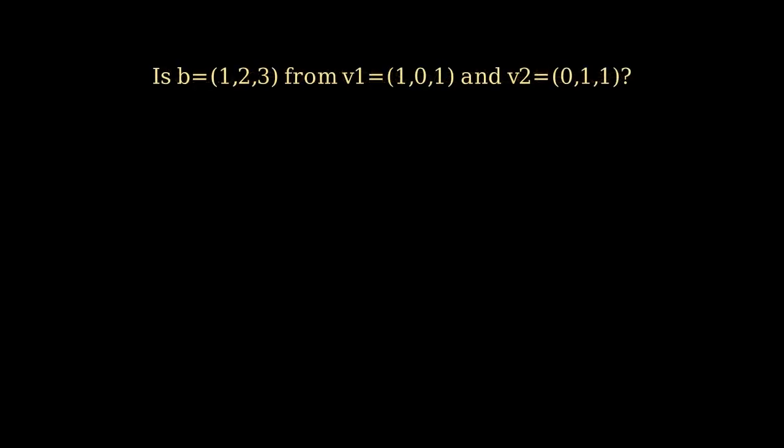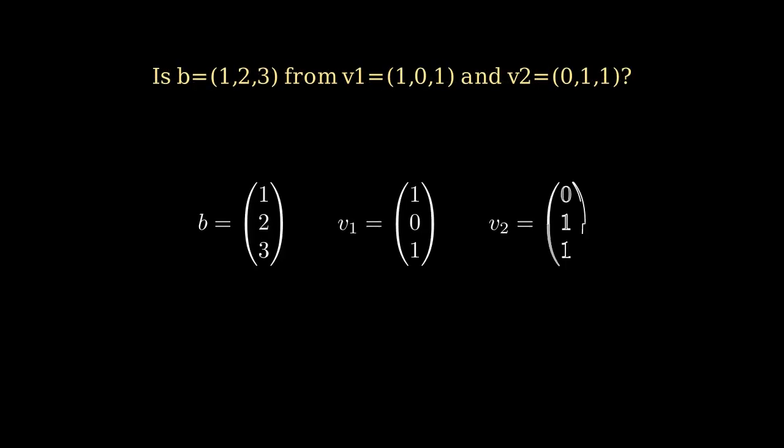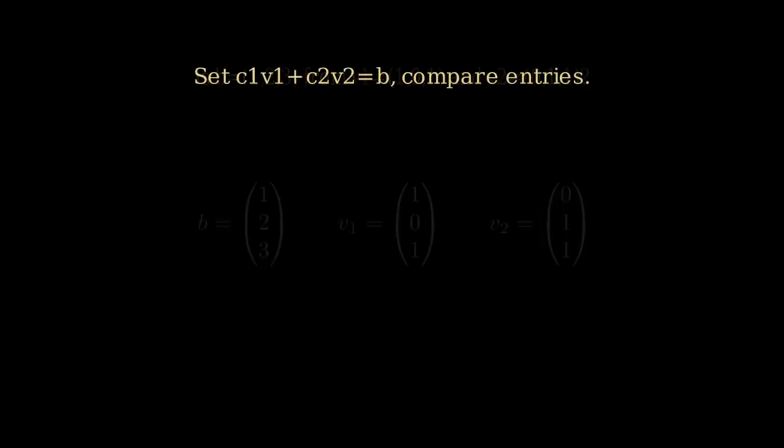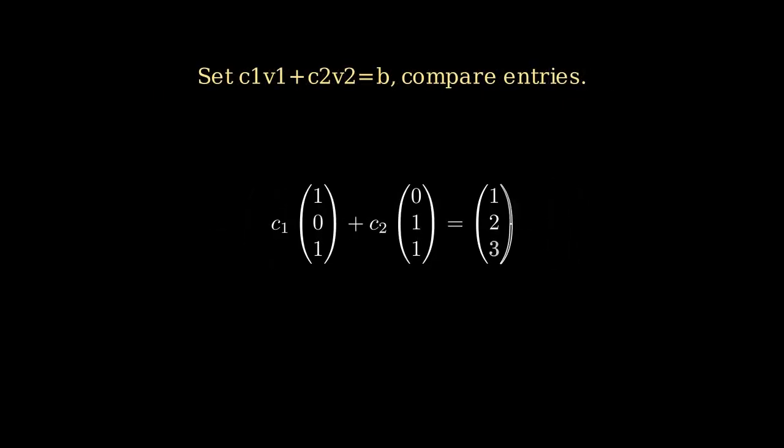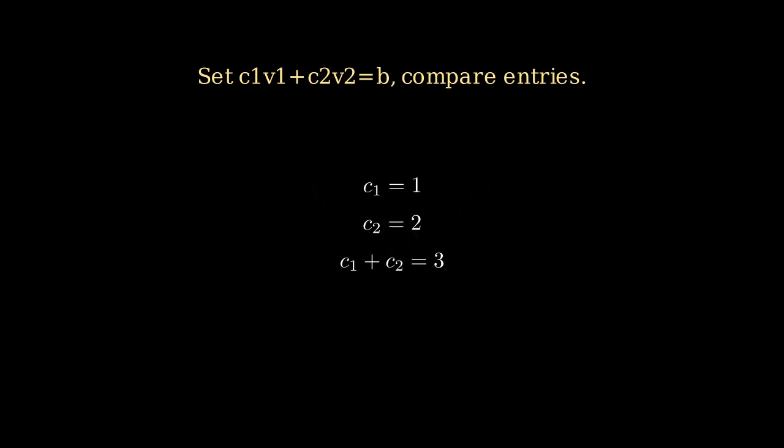Is b equal to the vector 1, 2, 3 a linear combination of v1 equal to the vector 1, 0, 1, and v2 equal to the vector 0, 1, 1? We want scalars c1 and c2 so that c1 times v1 plus c2 times v2 equals b. Writing this out entry by entry gives three equations. c1 equals 1, c2 equals 2, and c1 plus c2 equals 3.